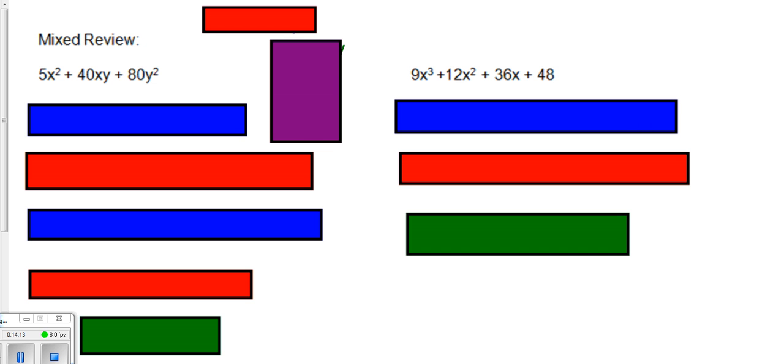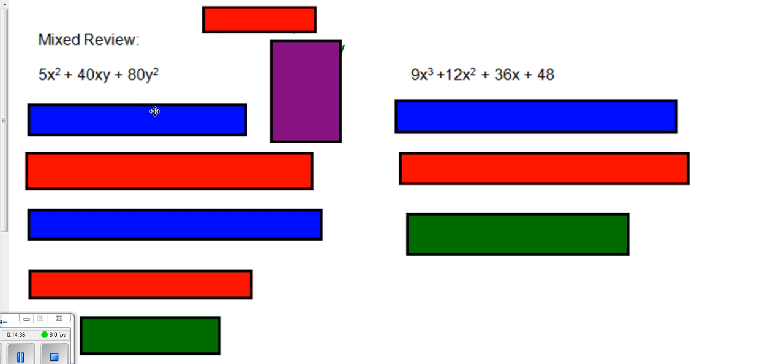So let's review some of our problems here, some of our new concepts. If we have 5x squared plus 40xy plus 80y squared, again, this is a trinomial because there are 3 pieces, so we can't do a difference of squares. We'd have to look for the AC method. But we always look for greatest common factor first.